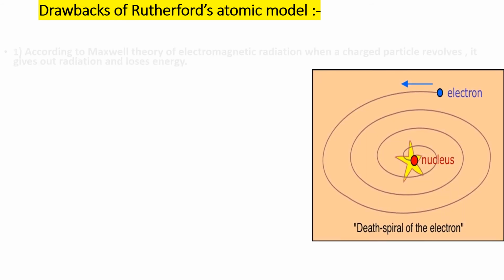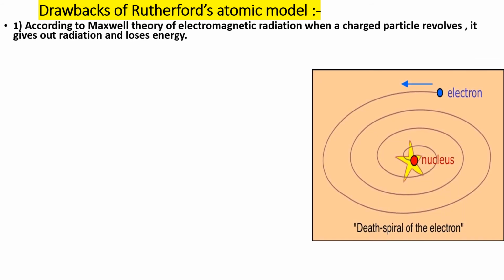Next, that is the last point of this lecture, the drawbacks of Rutherford's atomic model. Rutherford simply observed what the atomic model is. He showed that electrons, mainly protons, were discovered in this alpha particle scattering experiment. But there are some drawbacks.